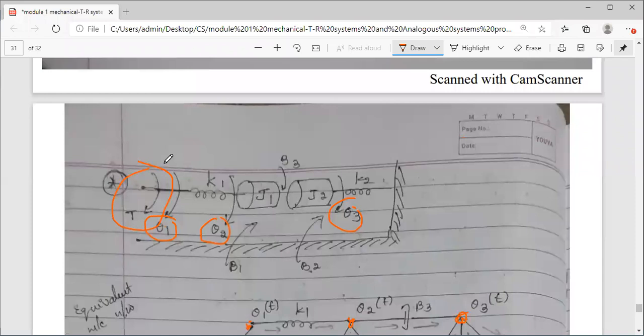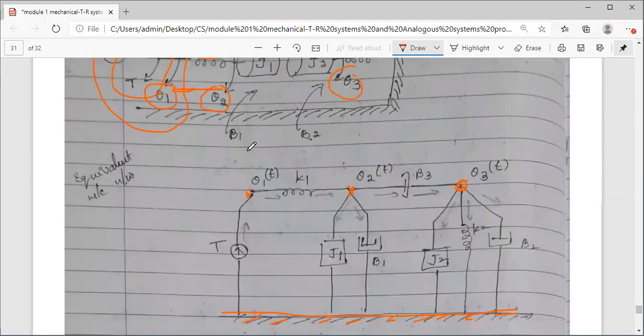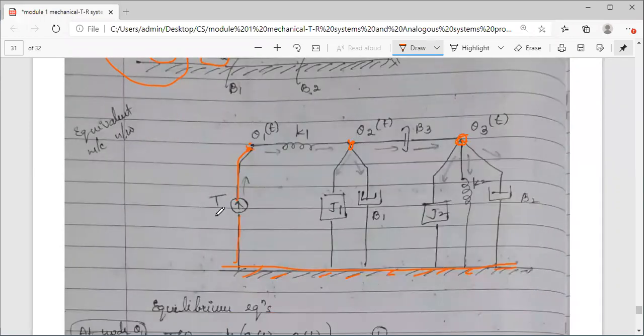After this, for theta 1, how many elements are purely connected? You don't have any element which is purely connected with theta 1, because K1 is between theta 1 and theta 2. So I can't consider K1. So only the applied torque I have connected.